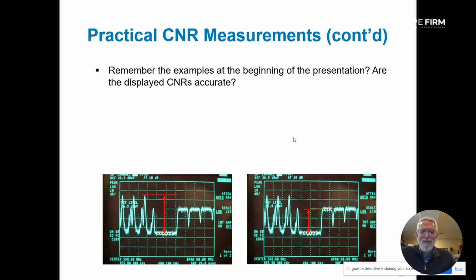All right, now let's get back to those two examples from the beginning of the presentation. Are the displayed CNRs accurate? And I would ask the question, what do you think? Just to explain where these came from, I took these screenshots years ago on what I think was an old HP 8591C, on my subscriber drop. So this is at the end of the subscriber drop, connected directly to the spectrum analyzer. You can see the analog TV channels that used to be in the system here. They're not anymore. It's all digital now. And then the SCQAM signal. So are these indicated or apparent CNRs accurate?